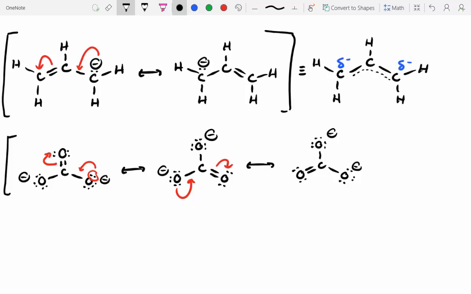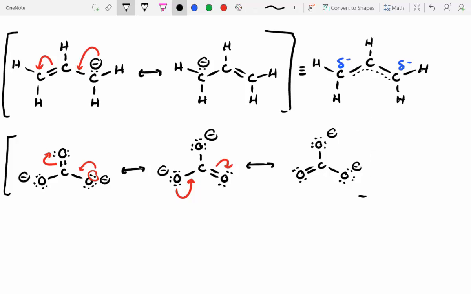Are there any more? Yeah, I mean, hypothetically, we could pull this electron up and not violate any octet rules. However, that would give 3 negative charges and 1 positive charge. That's not going to be a major contributor, and we'll talk about which contributors are major and minor in a second. So these would be examples of the 3 major contributors for carbonate.